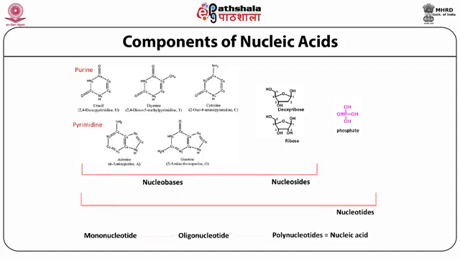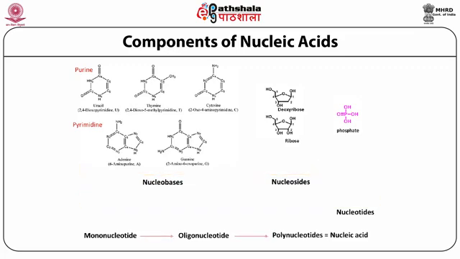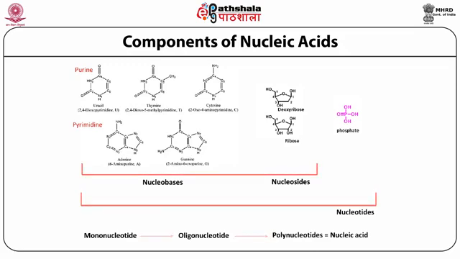Now these nucleosides, comprising the nucleobase and the sugar unit, when coupled with a phosphate group, form what is called a nucleotide. A mononucleotide means one phosphate group, one ribose and a nucleobase. When a couple of mononucleotides get linked up, they can form an oligonucleotide, and eventually when more and more such mononucleotides form a chain, it becomes a polynucleotide. Eventually that polynucleotide is what we call a nucleic acid.